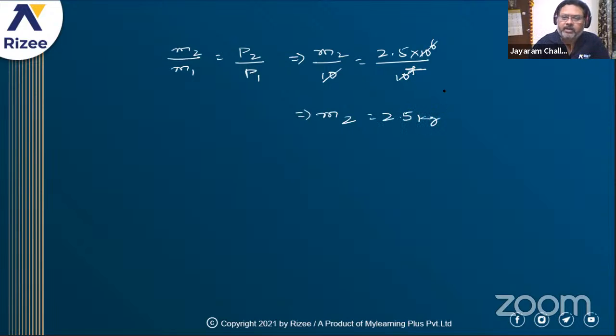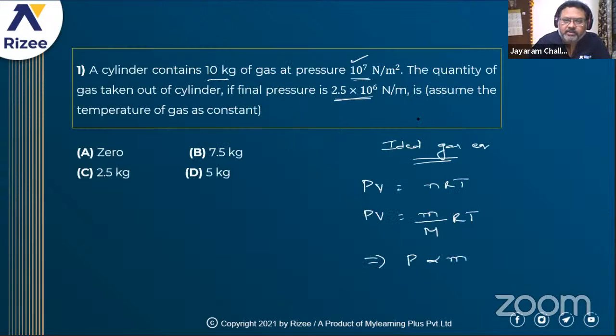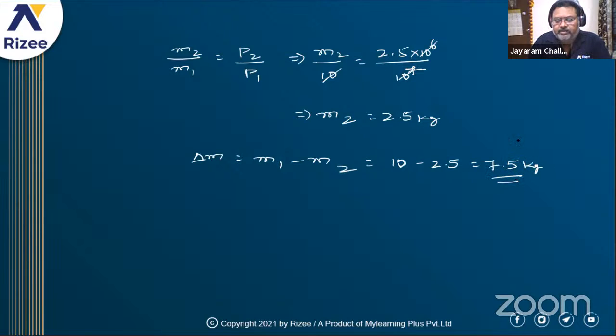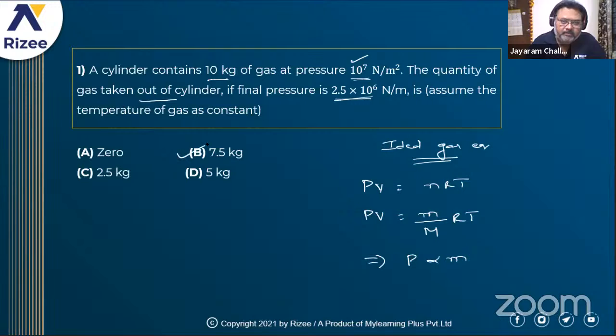So your leftover mass finally is going to be 2.5 kg. But he has not asked for this. He has asked for the amount of gas taken out from the cylinder. That means delta M, the amount taken out, is initial mass minus final mass, which is 10 minus 2.5 kg. That will give you 7.5 kg. So this is the mass that has been taken out from the system, so it should be option B.